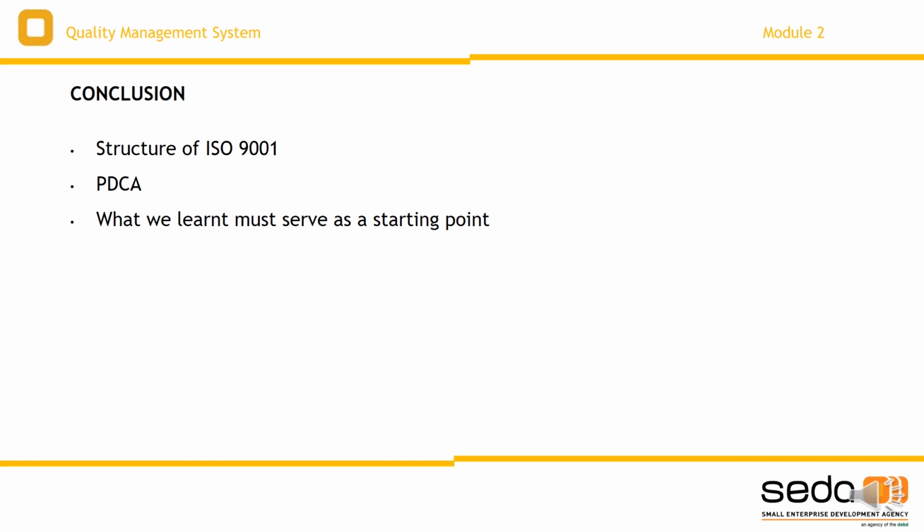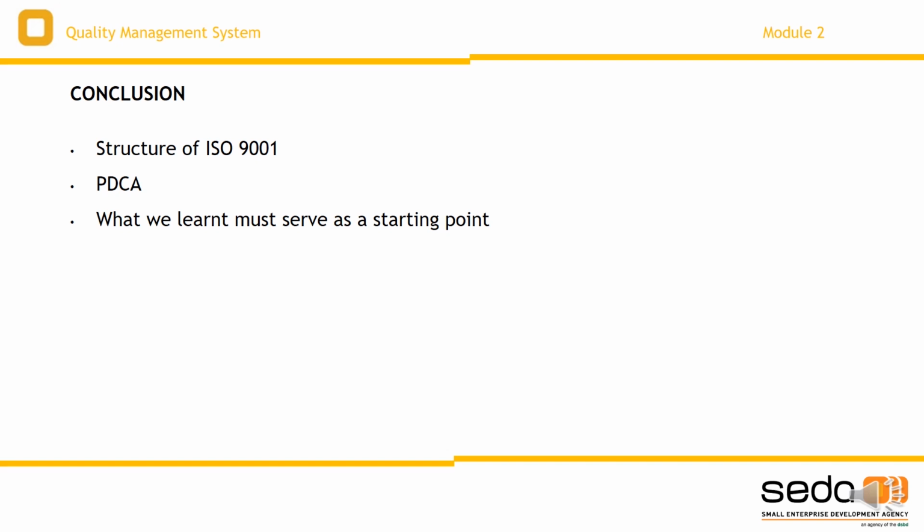In conclusion, we have discussed the structure of ISO 9001. We discussed all the clauses that fall under this standard. We also said ISO 9001 is aligned to what we call the PDCA cycle, the Plan, Do, Check, Act. We discussed all the clauses that fall under each of these parts of the PDCA cycle. We've discussed the clauses that fall under the planning part, the doing part, the checking part, and the acting part.